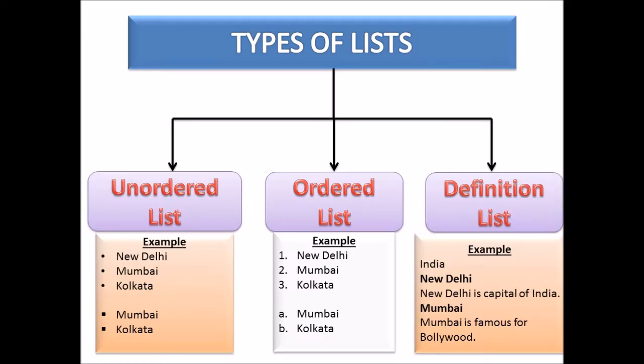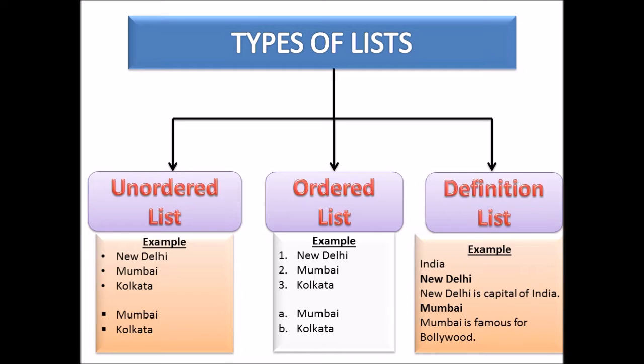Welcome dear students. Today we are going to talk about types of list. In HTML we have a total of 3 types of list. First is unordered list, second is ordered list and third is definition list.